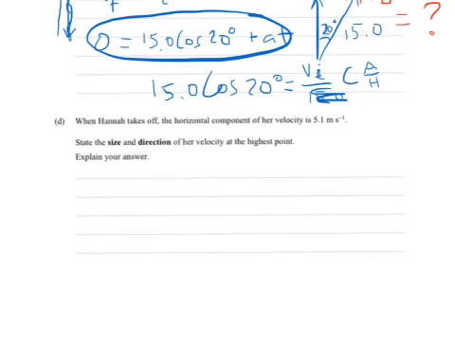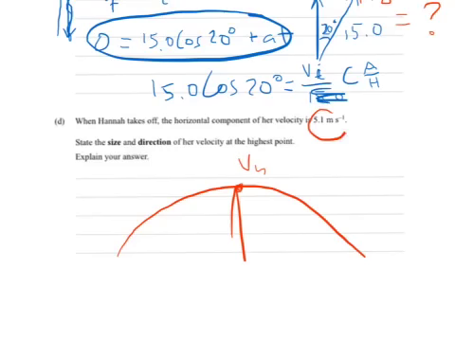When Hannah takes off, the horizontal component of her velocity is 5.1 meters per second. State the size and direction of her velocity at the highest point. Okay, so at the highest point, right up here, your vertical velocity is 0. So her total velocity at the highest point is just the horizontal velocity, which is that 5.1 meters per second to the right. So the size is 5.1 meters per second, and the direction is to the right.